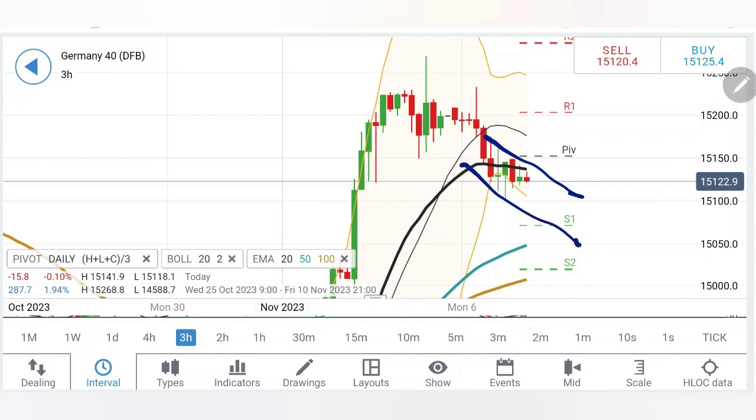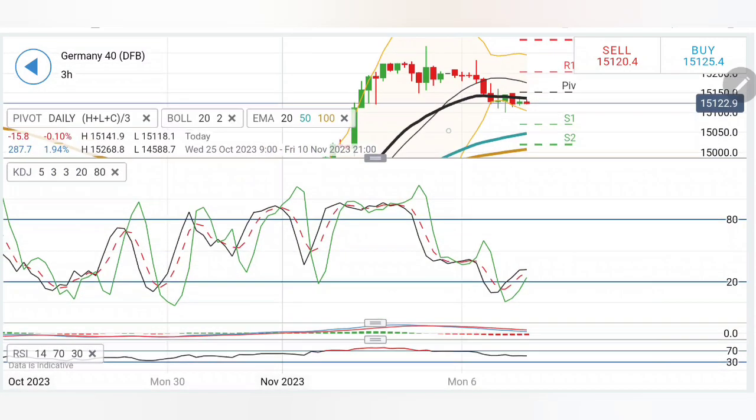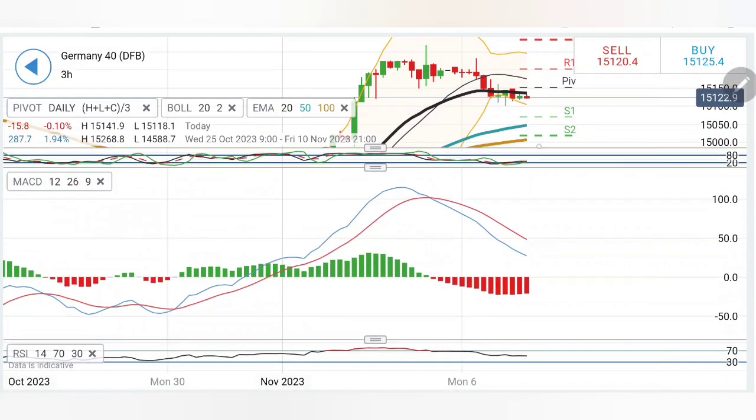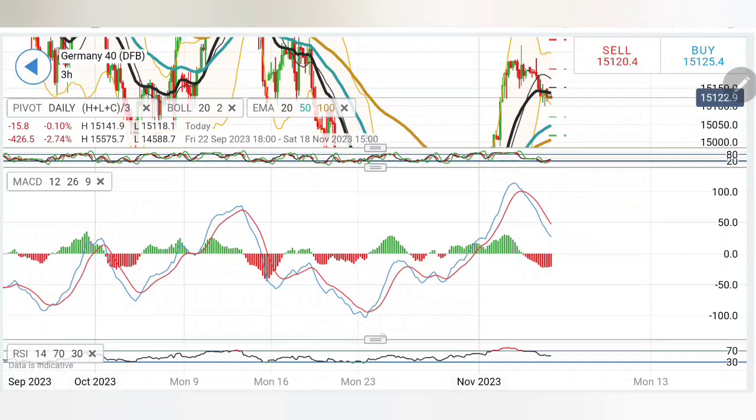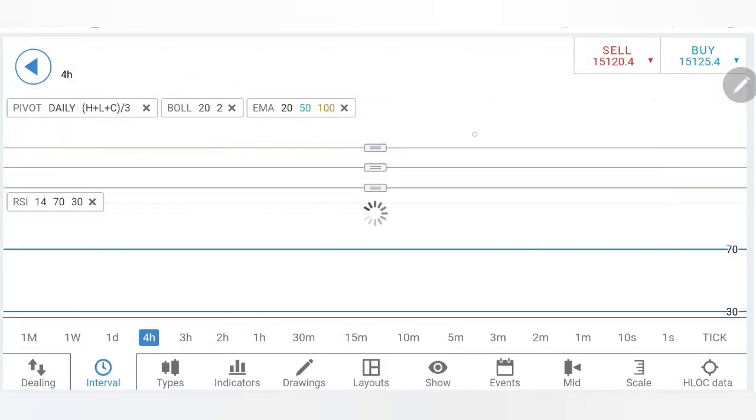lower highs, lower lows. 15,070 and 15,080 levels are very good support here. And the resistance is above 15,150. 15,150 is the only buying entry for the day. Stochastic is retracing here. MACD is still divergent and bearish, looking downwards. RSI is also looking downwards.